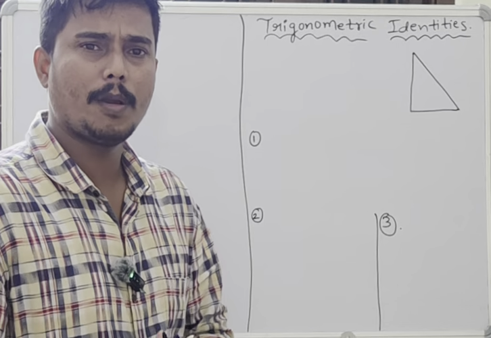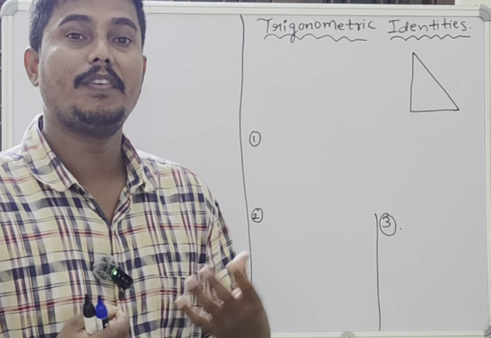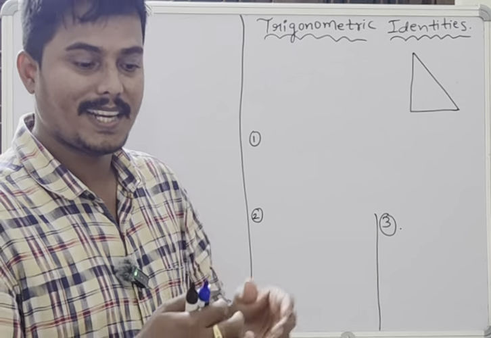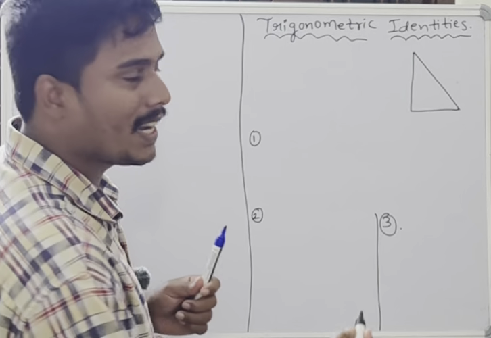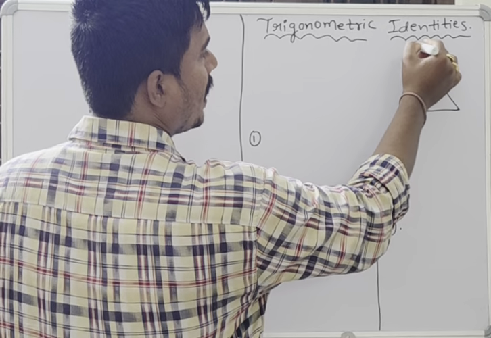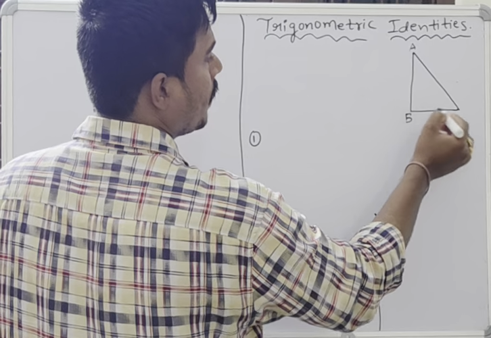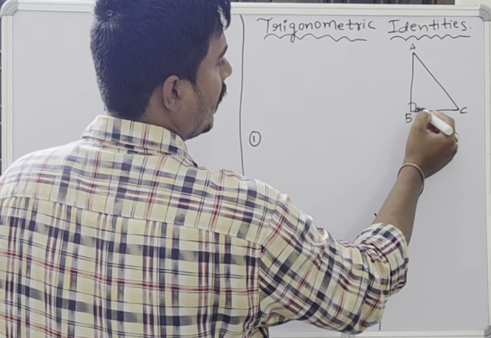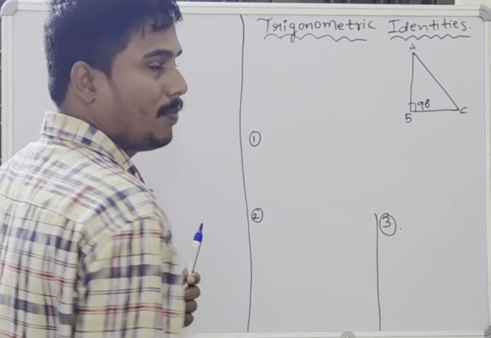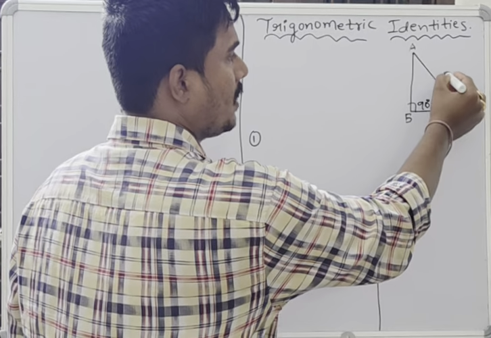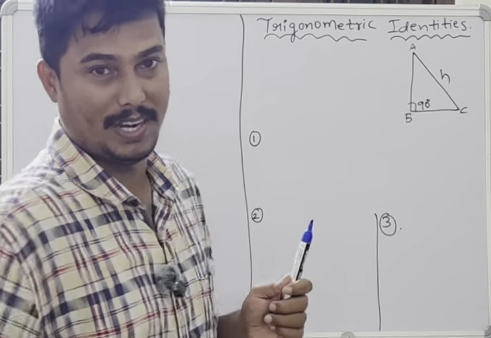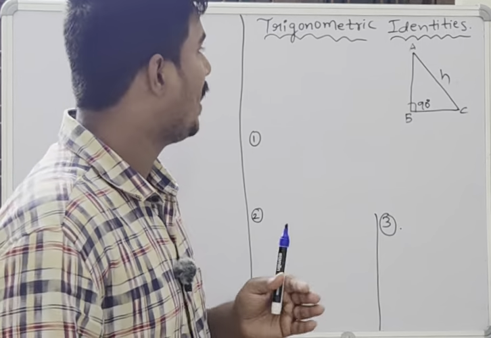See, when you're talking about trigonometric identities, we need to revisit the right angle triangle. Let us take a right angle triangle with vertex A, vertex B, vertex C, angle 90. From this, what is the hypotenuse? This one, because it is always opposite to 90, which we learned in the last video, correct?